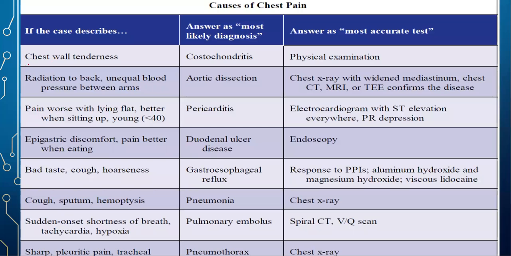We did discuss these findings. If someone has got chest wall tenderness, it's likely costochondritis. If the chest pain radiates to the back, with unequal blood pressure between the arms, that's aortic dissection. Pain that gets worse with lying flat and better with sitting up, pericarditis. Pain that gets worse or better after eating, that's peptic ulcer disease. And we will talk more about the respiratory causes when we discuss the respiratory system.